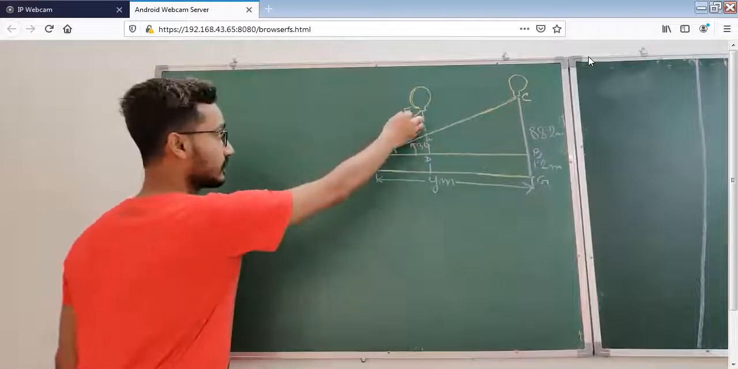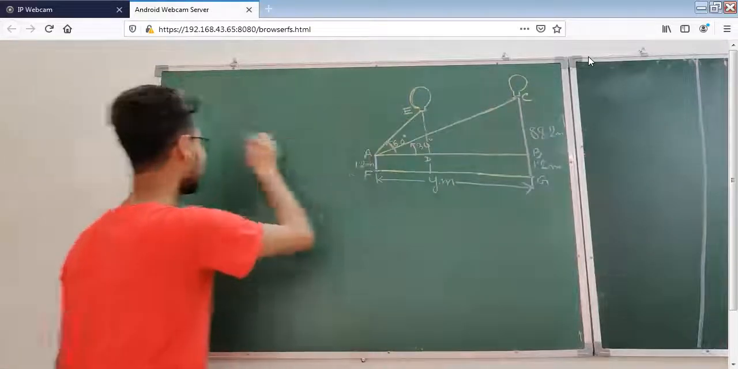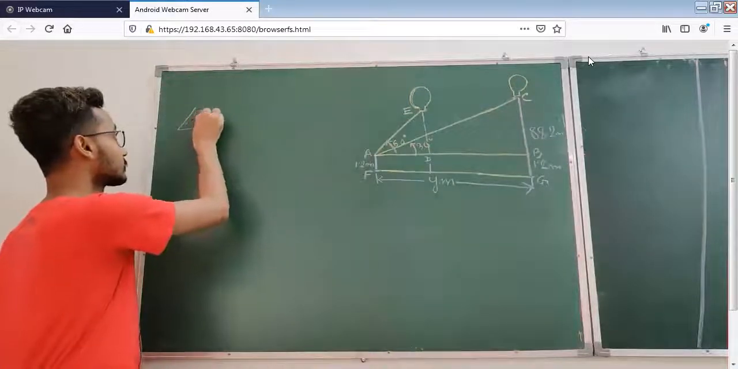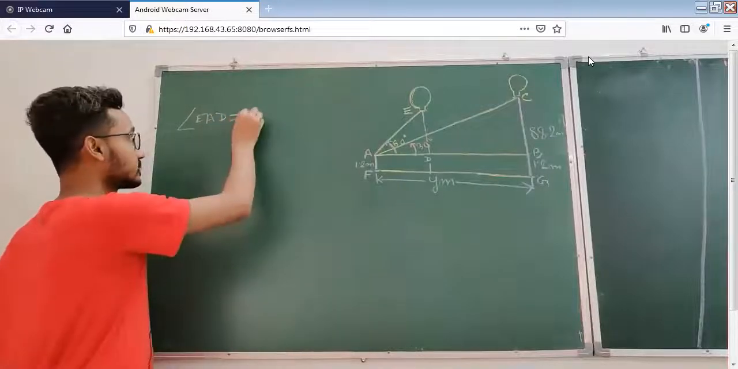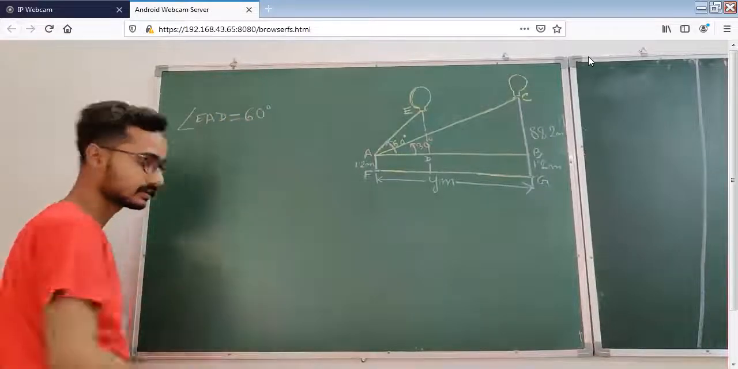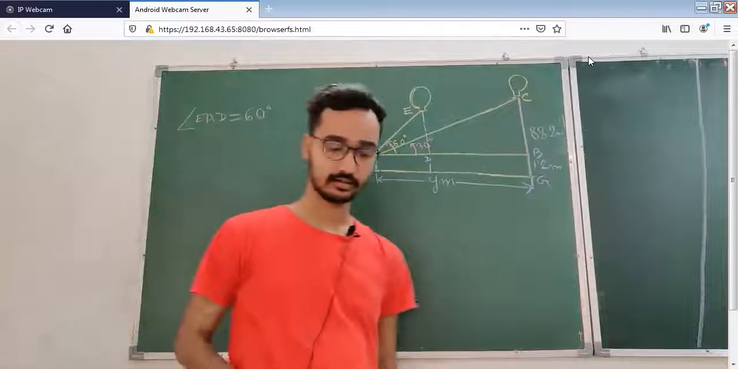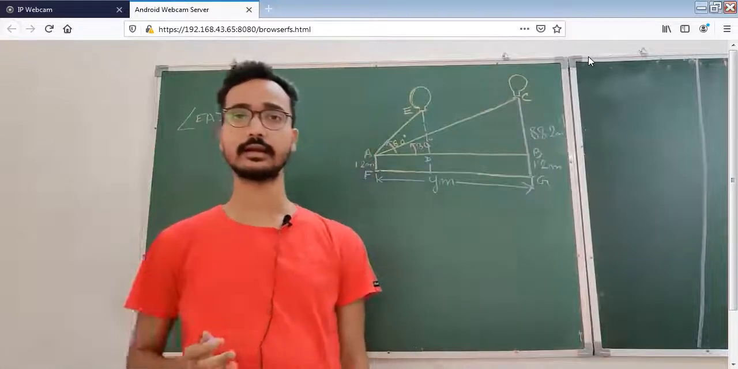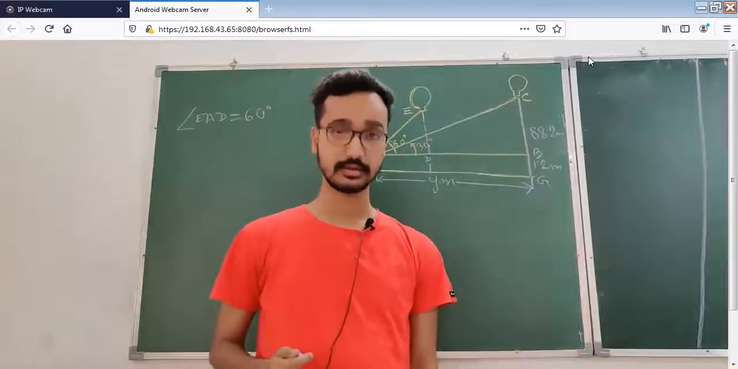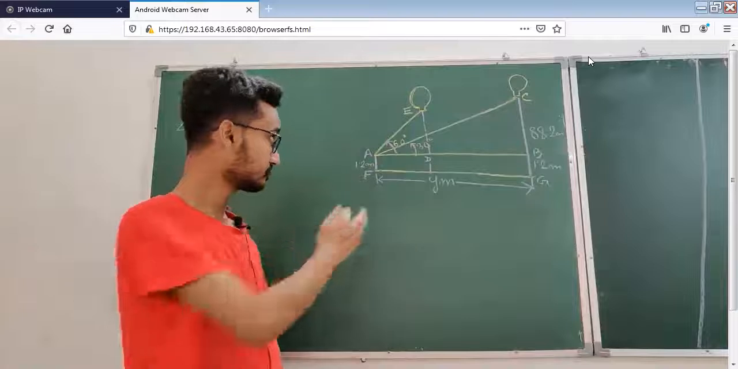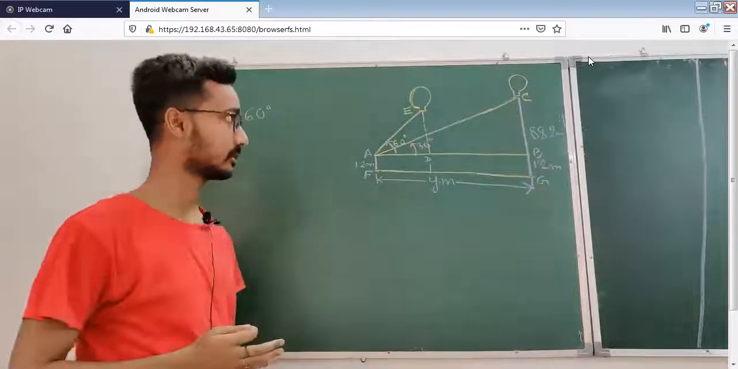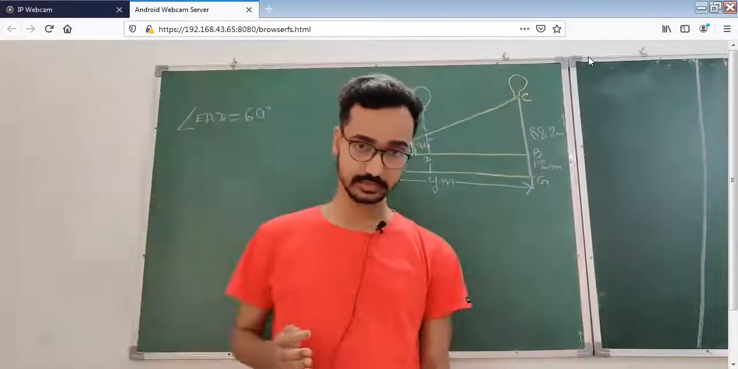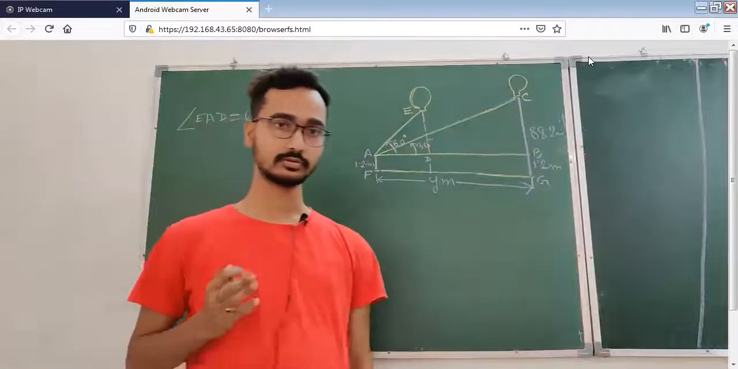This one, angle EAD. That means angle EAD is equal to how much? Equal to 60 degree. It is given, yes or no? 60 degree. And for the second position, that is this one, point C, the angle of elevation is reduced to 30 degree.